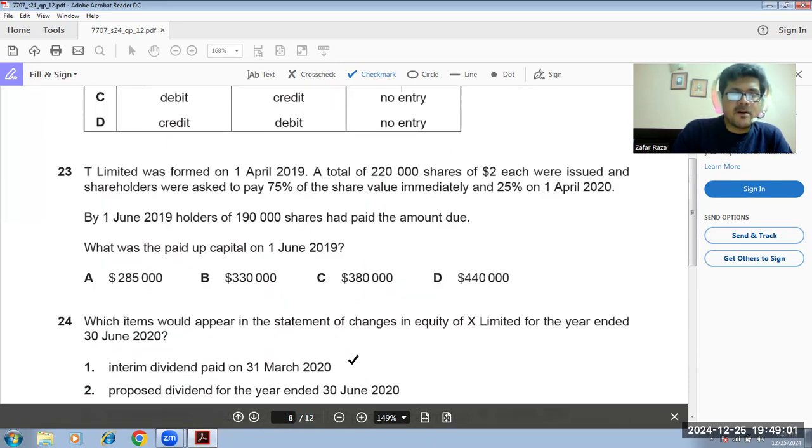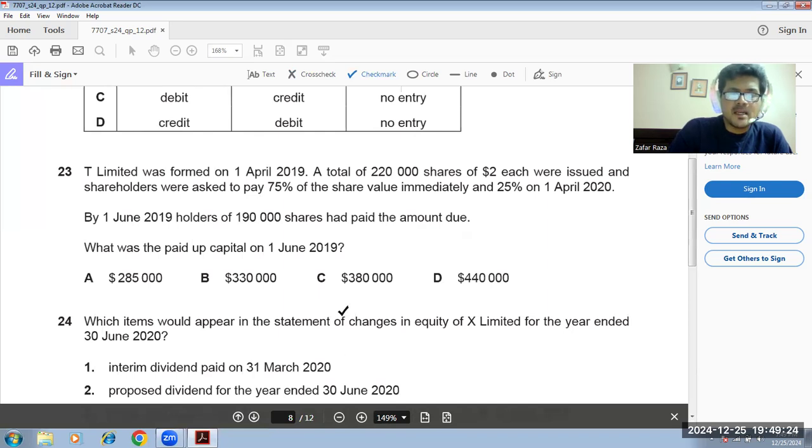T Limited was formed on 1st April 2019. A total of 220,000 shares of $2 each were issued, and shareholders were asked to pay 75% of the share value immediately and 25% on 1st April 2022. So paid up capital should be 75% of the total amount received from the shareholders.